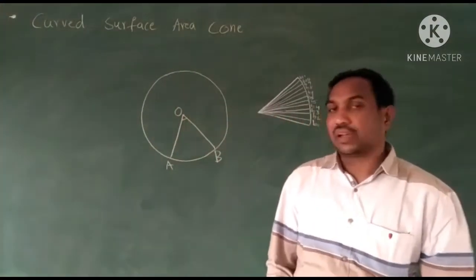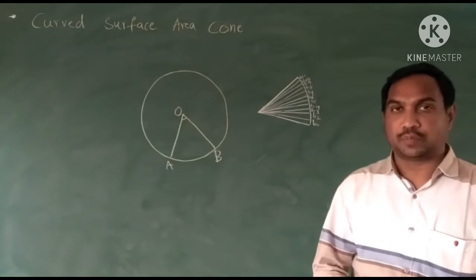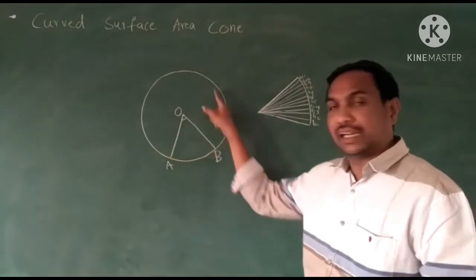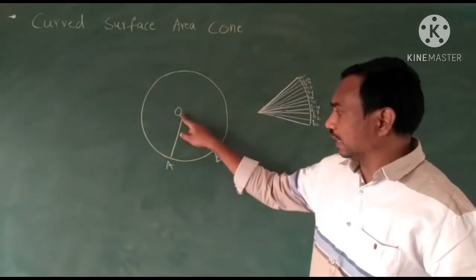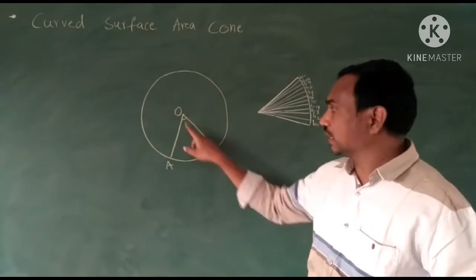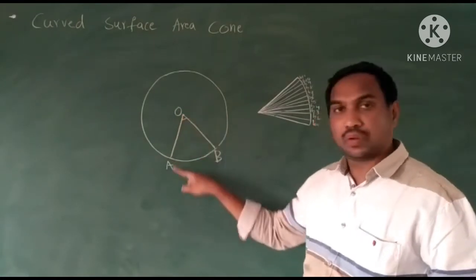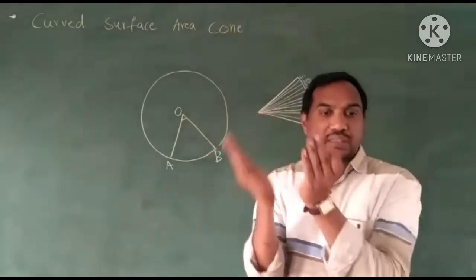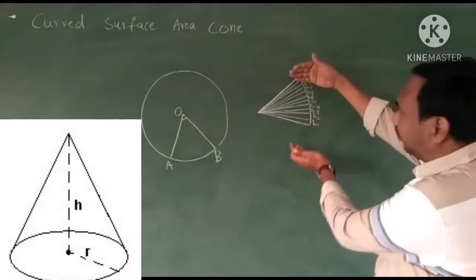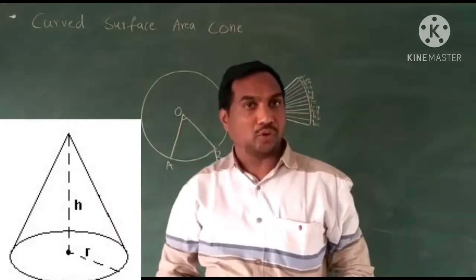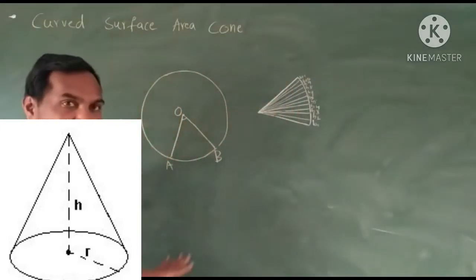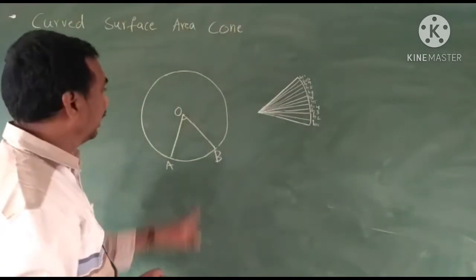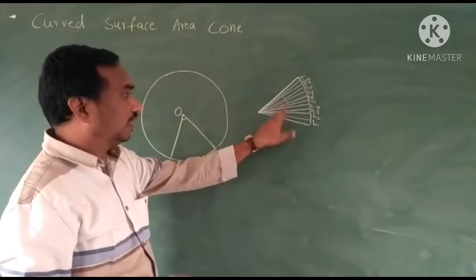Now we are finding the curved surface area of a cone. Here I am taking a cone. First of all, look here, this is a circle. From this circle I am taking some part of the circle, which is a sector OAB. If I fold this sector, it will be in the form of a cone. That is, the area of this sector is nothing but the curved surface area of the cone.